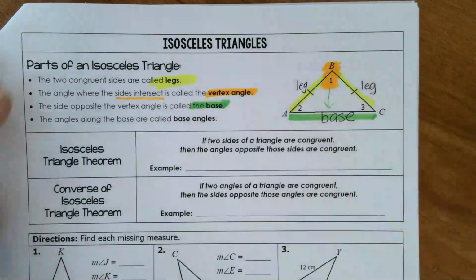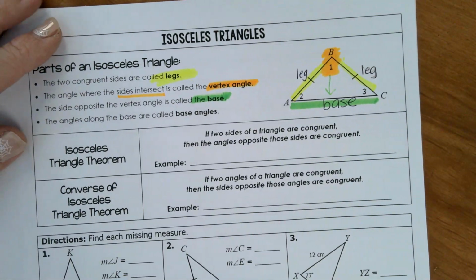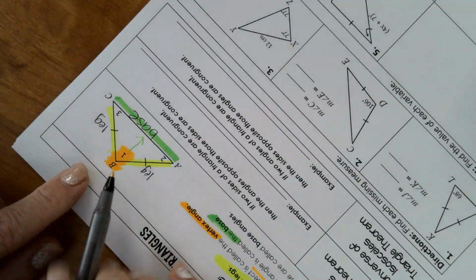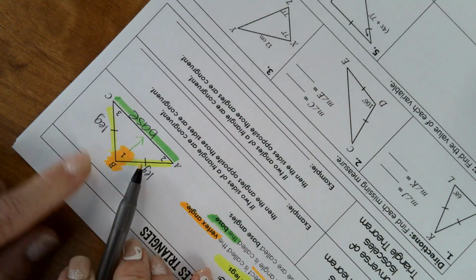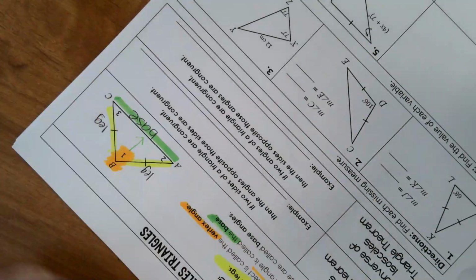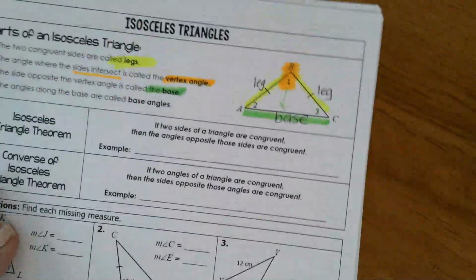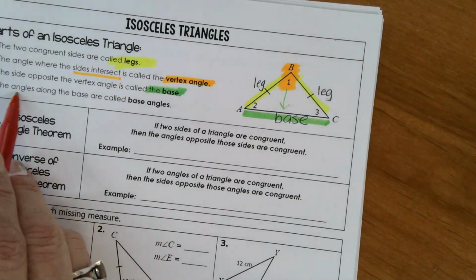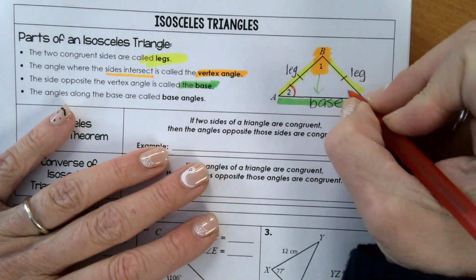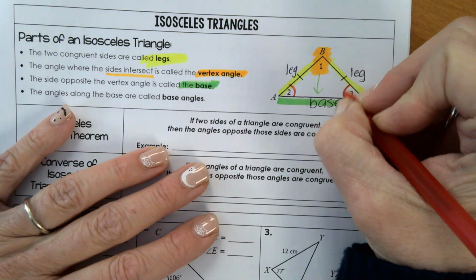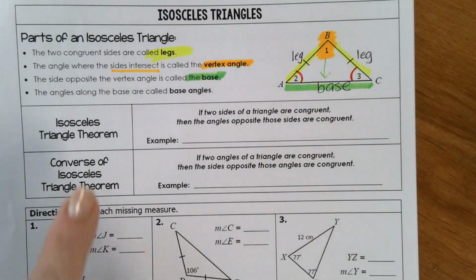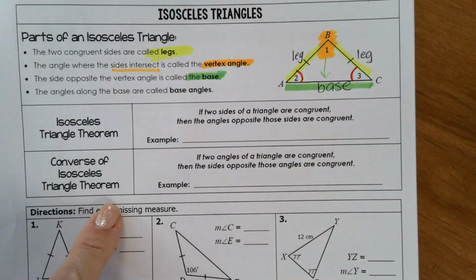And just so you know, the picture that you're looking at very well could be turned upside down on a worksheet, and you would have to recognize that these are the two legs and the base is over there. So you need to be very mindful about the markings. And then finally, the angles along the base are called base angles. So that would be this one here and this one here. So those are our parts. Isosceles triangle theorem, and then our converse.